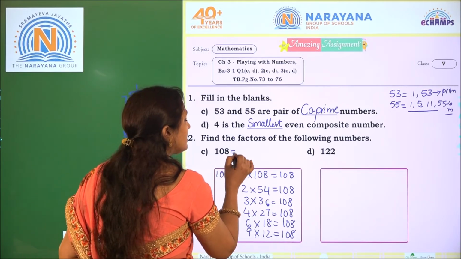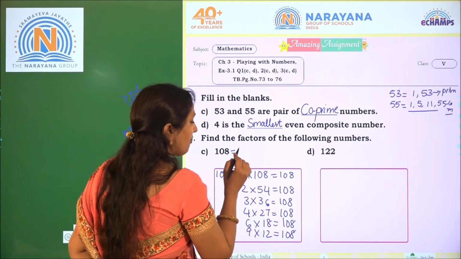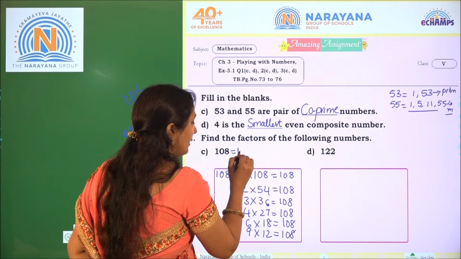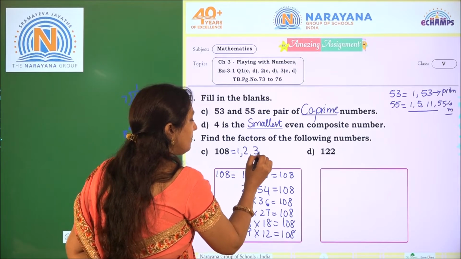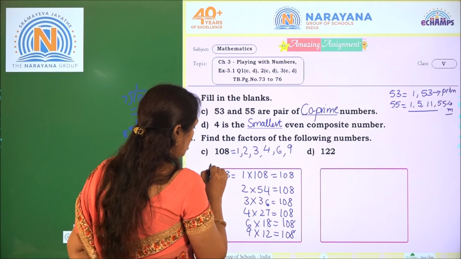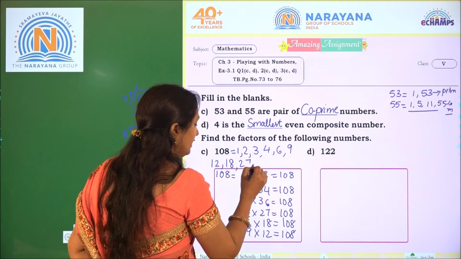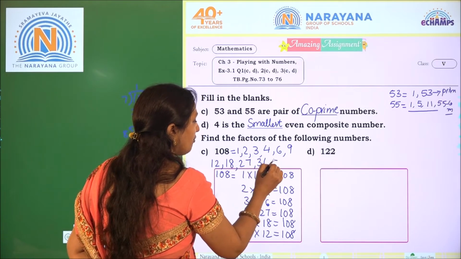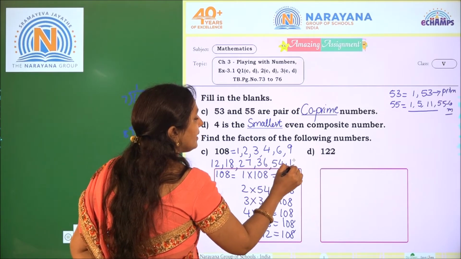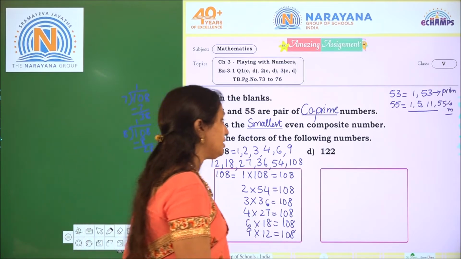So the factors of 108 are 1, 2, 3, 4, 6, 9, 12, 18, 27, 36, 54 and 108. Got it? Now coming to 122.